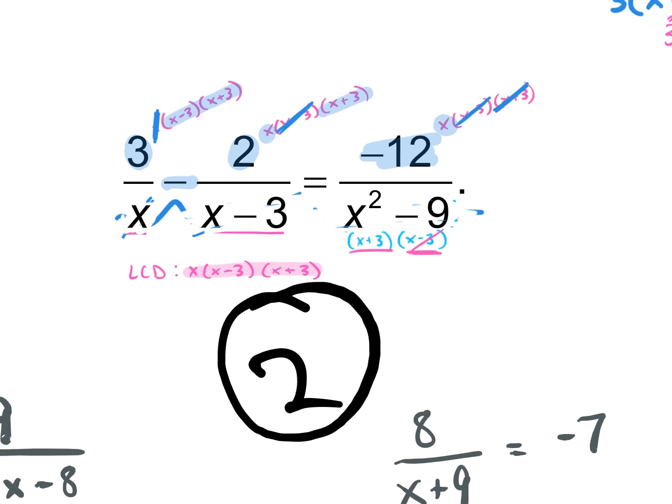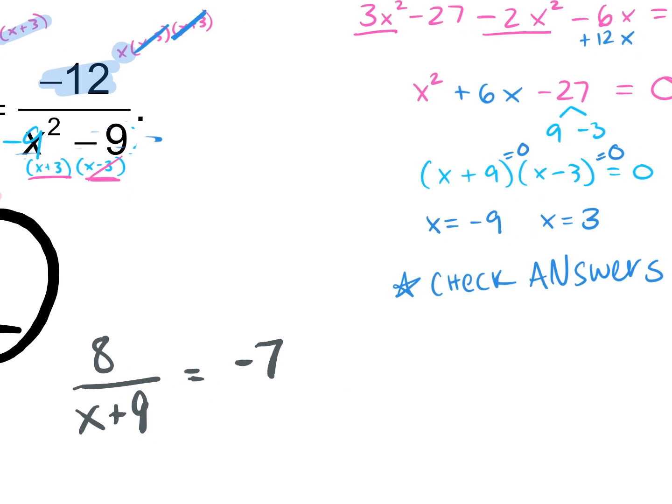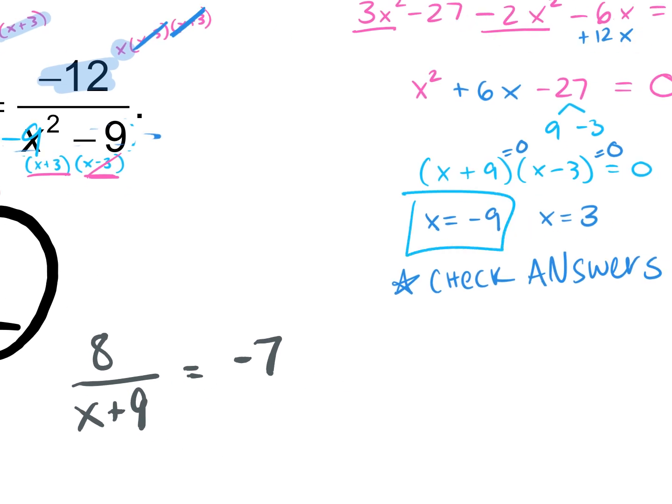So my first answer I found was negative 9. If I plug in negative 9 into the first one, we're good. Negative 9 minus 3 is not 0, so we're good there. And then negative 9 squared would be 81 minus 9, which is not 0. So we're good there. So negative 9 is one of our answers. We checked that one.